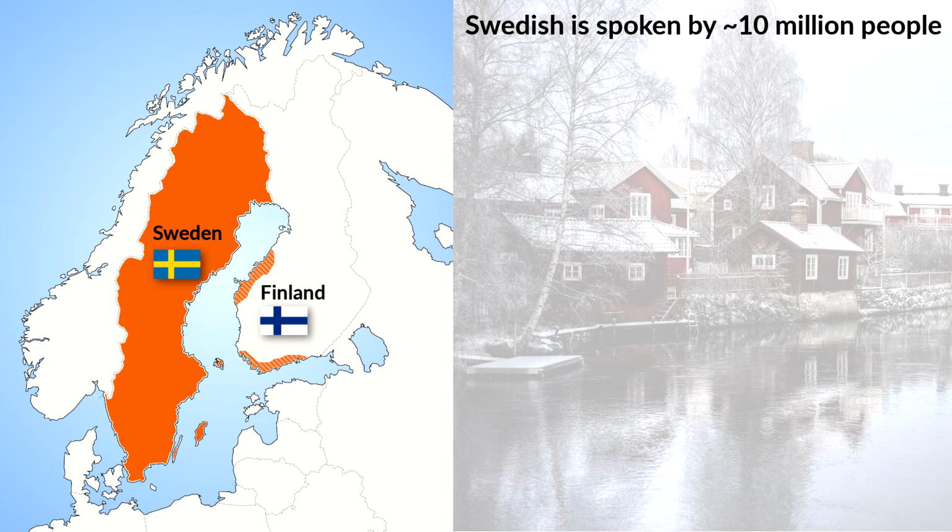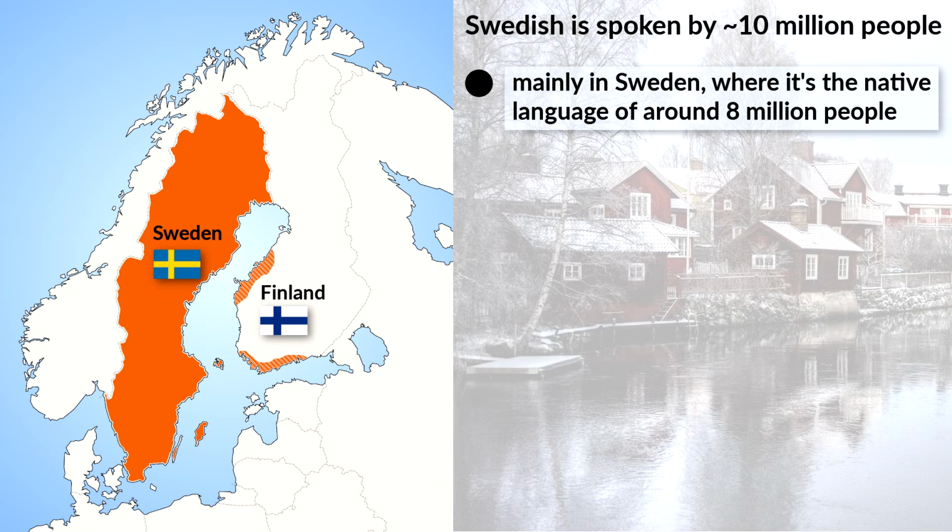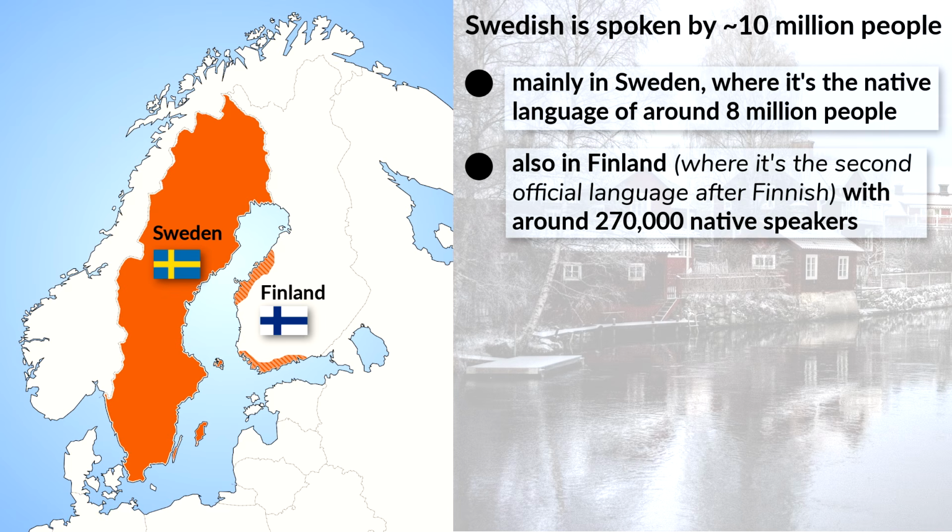Swedish is spoken by around 10 million people, mainly in Sweden, where it's the native language of around 8 million people, and also in Finland, where it's the second official language after Finnish, with around 270,000 native speakers. It's a continental North Germanic language which is closely related to Norwegian and Danish, and is mutually intelligible with them to some extent, the degree depending on the dialects in question.